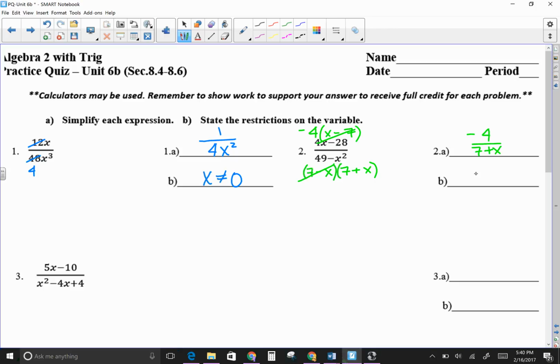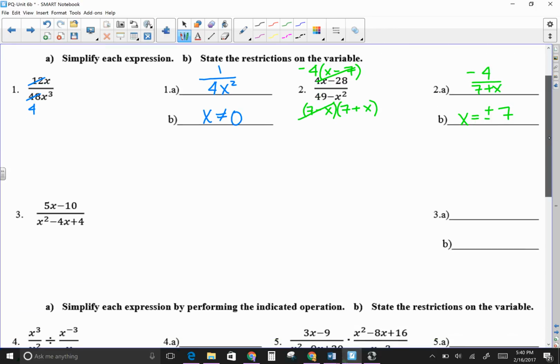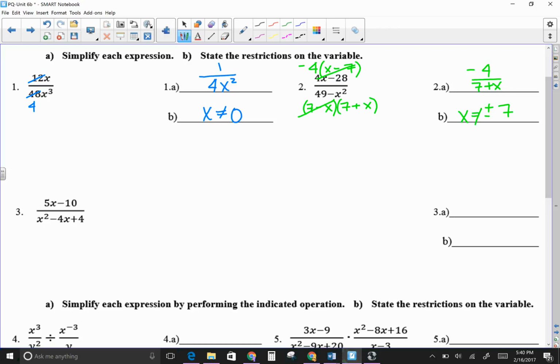Okay, when you're trying to find your restrictions here, you cannot rely solely on the answer. You need to look back at the original problem, and mostly, of course, in that factored form. So if 7 minus x and 7 plus x, if you set each of those equal to 0, you will find out that when x is 7 or negative 7, I'm going to have a problem. Those are the restrictions that we have. x cannot be plus or minus 7.